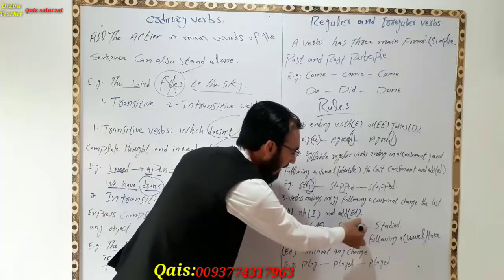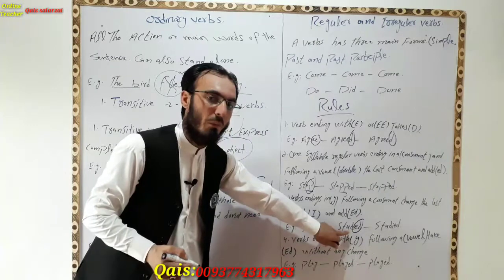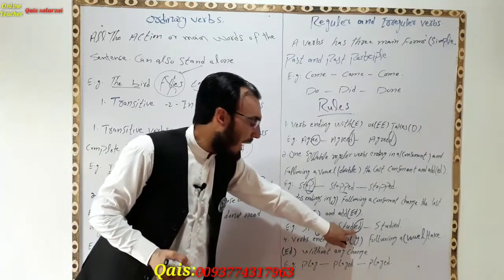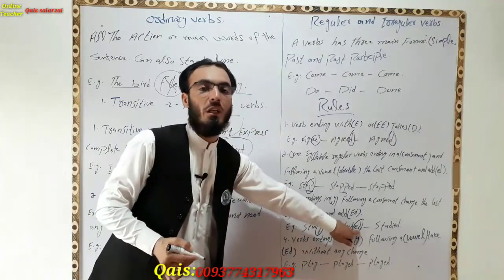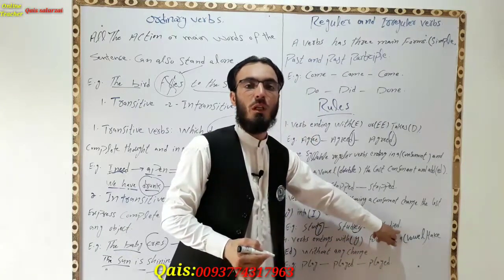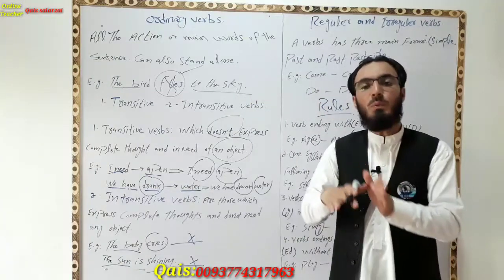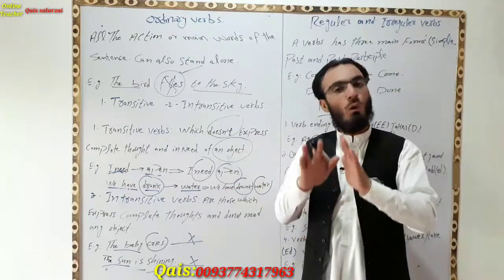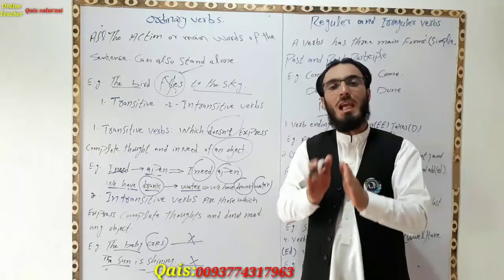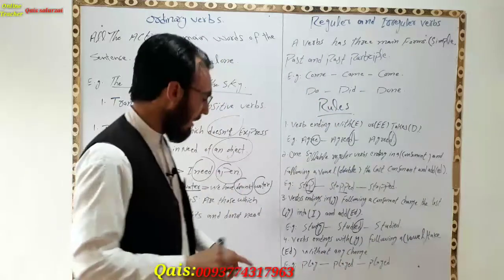For example, look at here. Y in the second form, in the past, studied. Y changed to I and we put ed. And the third is also the same. Y changed to I and we put ed. So all those verbs that end with Y but before Y there is a consonant, not a vowel, you need to change that Y into I and put ed. That is the third rule.